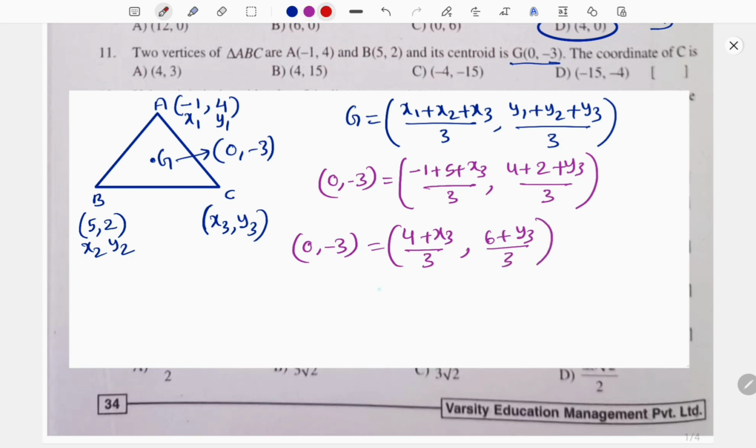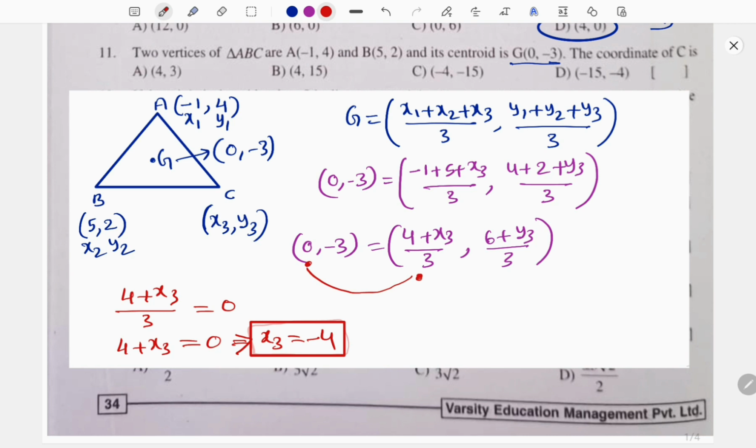Now equating these first points, what is that equation? (4 + x3)/3 is equal to 0. Now we can get 4 + x3 is equal to 0, with the 3 taken to the right side, 0 into 3 is 0. What do we get from this equation? x3 is equal to -4, with the 4 taken to the right side. So x3 is equal to -4.